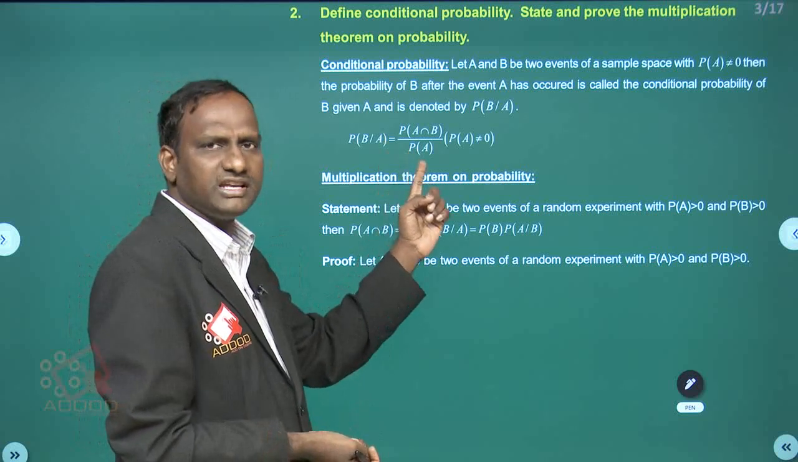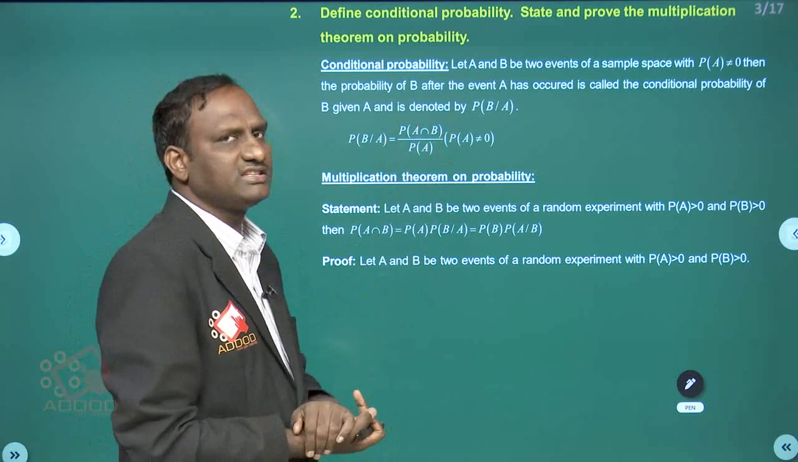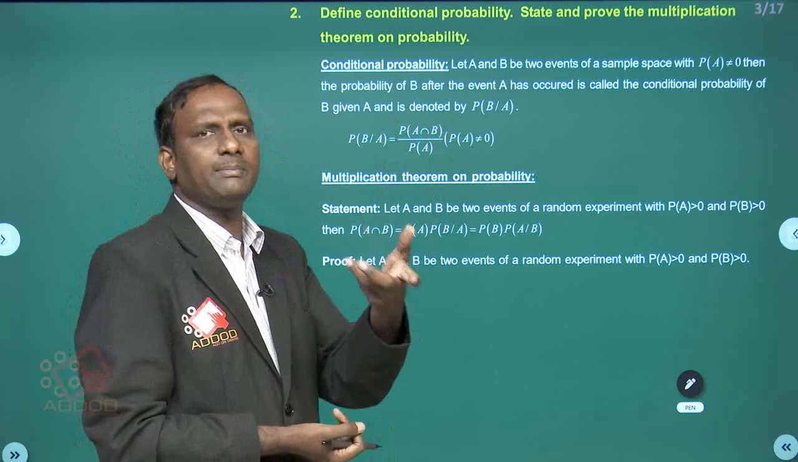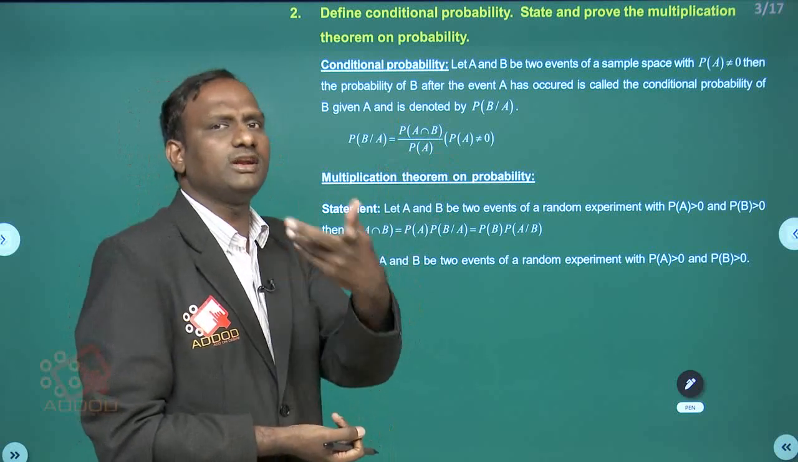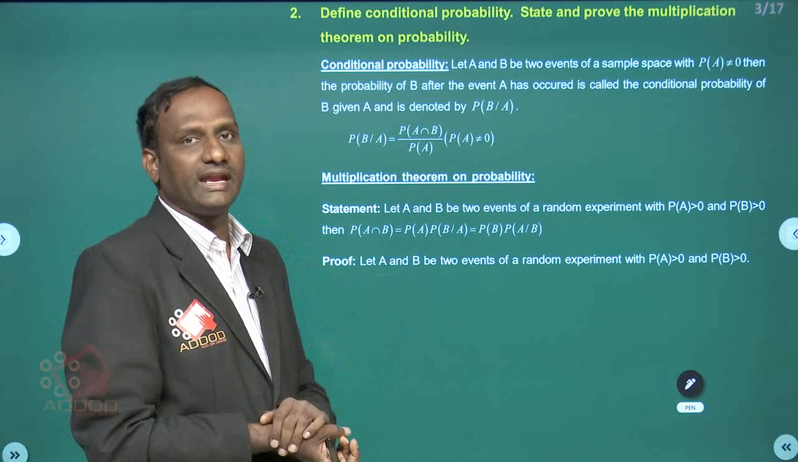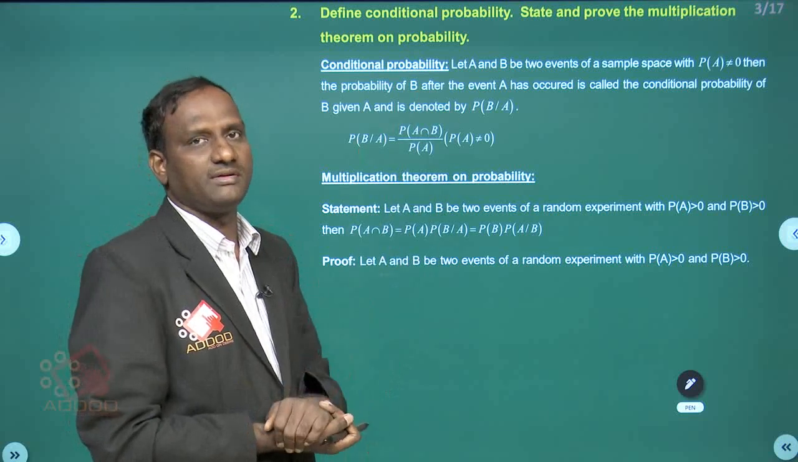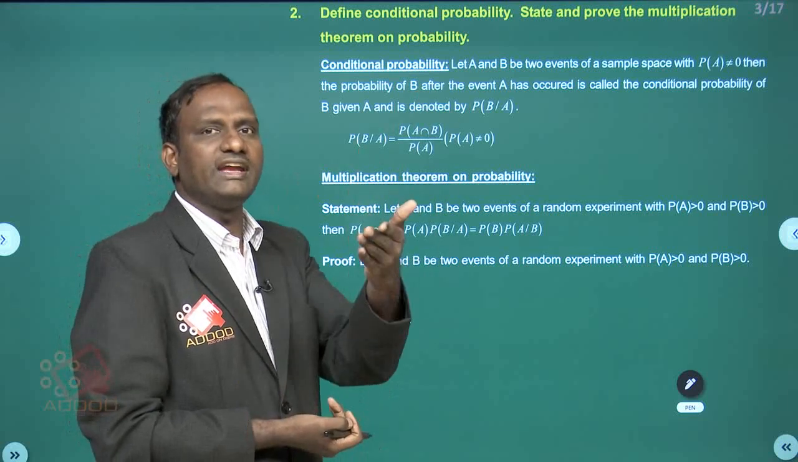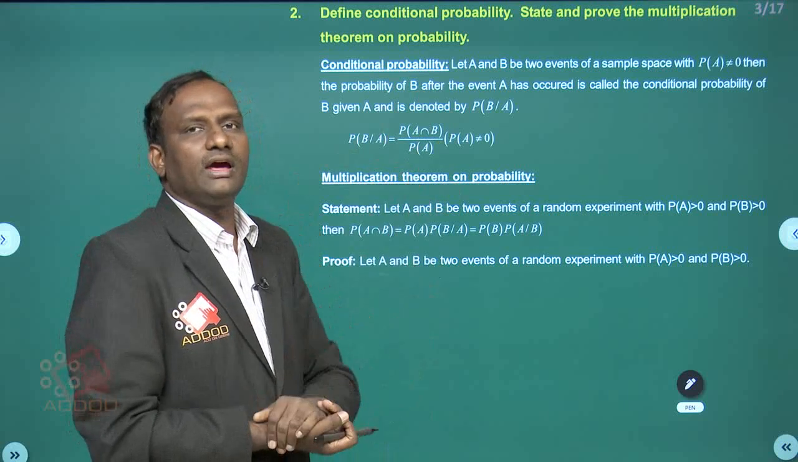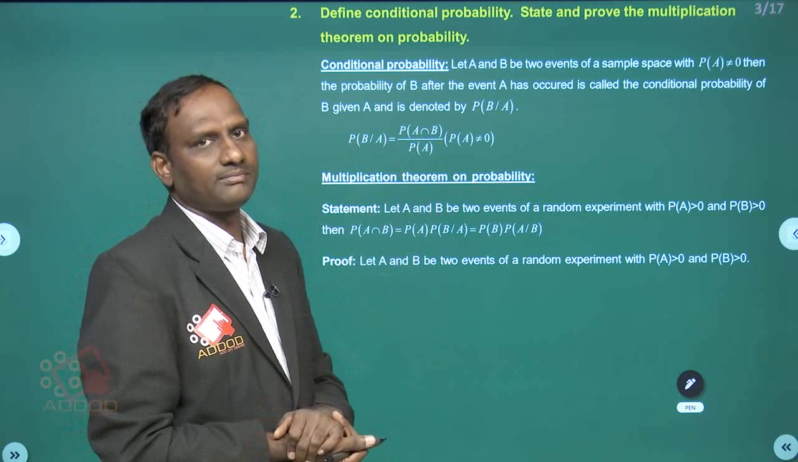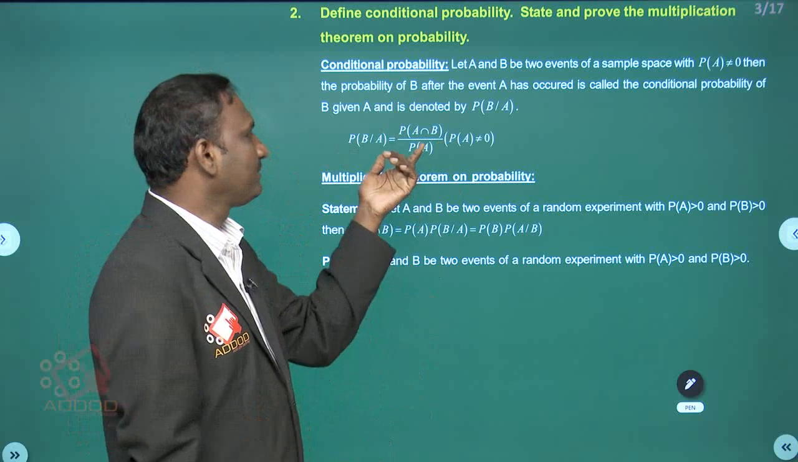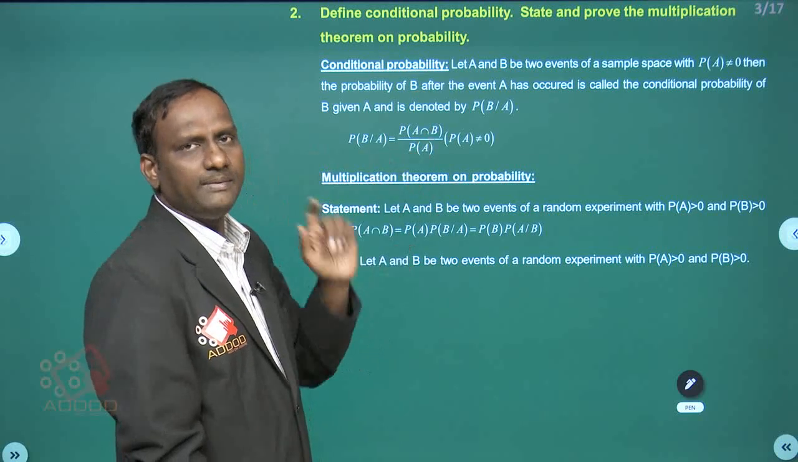P of B divides A is equal to what? P of A intersection B by P of A. First we are preparing the paper. After that you will write. That one we are writing indirectly by using the condition. So you are writing the test. Before that we are preparing the question paper. Okay. So here that relation is like this only.